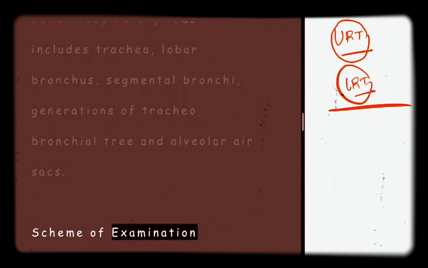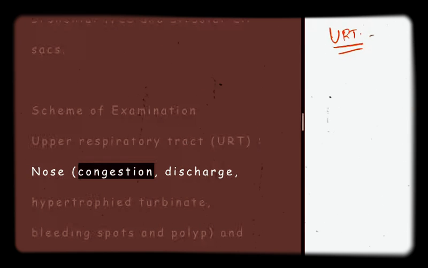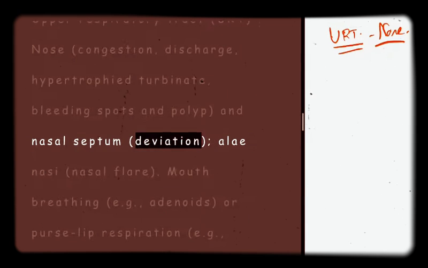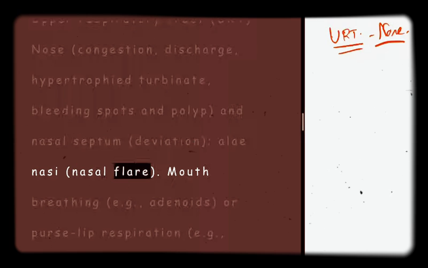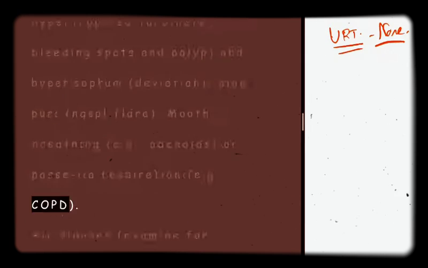Scheme of examination. Upper respiratory tract, URT. Nose: congestion, discharge, hypertrophy of turbinate, bleeding spots and polyp, and nasal septum deviation, ala nasi, nasal flare. Mouth breathing, for example adenoids, or pursed lip respiration, for example COPD.